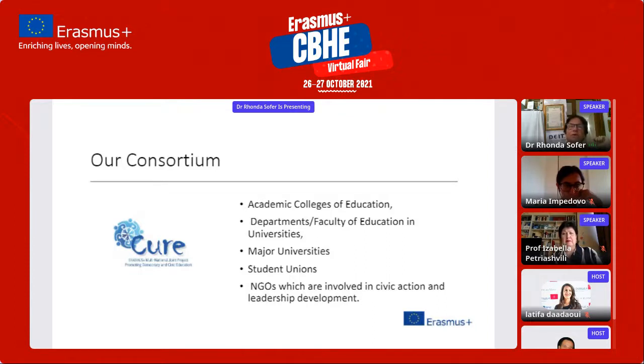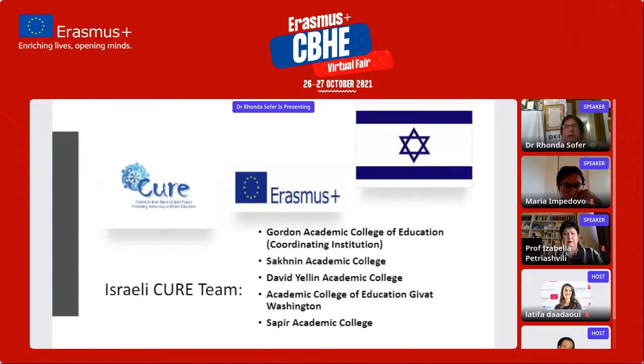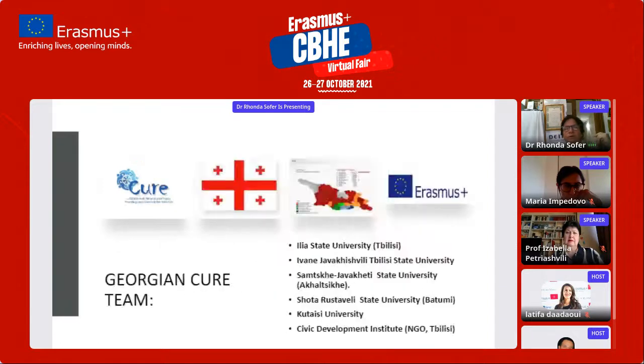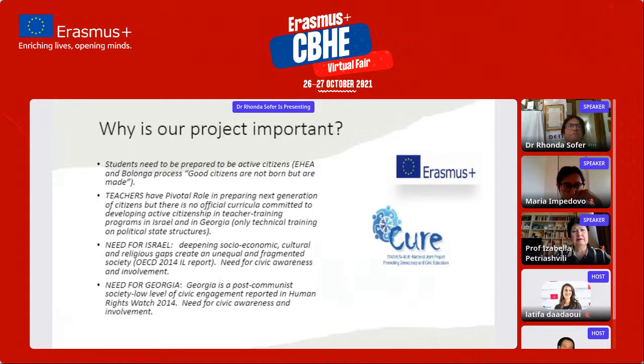We had student unions and NGOs involved in our program. It included 15 academic institutions, 5 in Israel, 5 in Georgia, 5 in Europe, 2 NGOs, and 9 student unions. So we had a large 27 groups and around 67 people working and collaborating at one time. This is our European partners, who came from Austria, United Kingdom, Estonia, Poland. It was a great team.